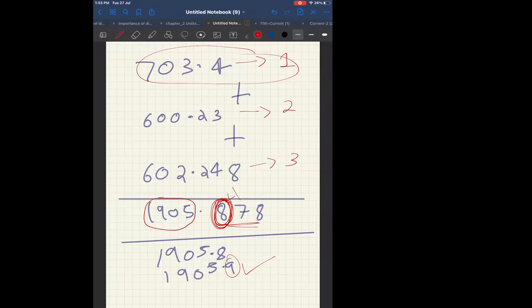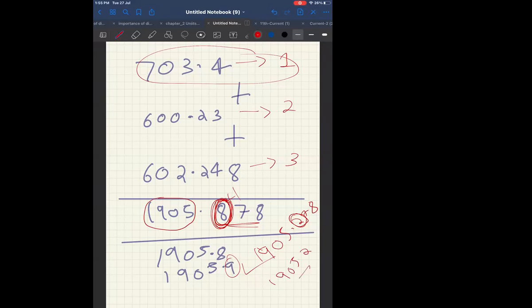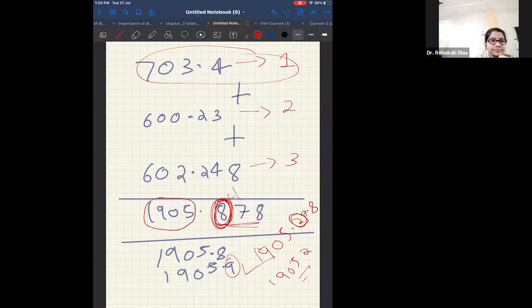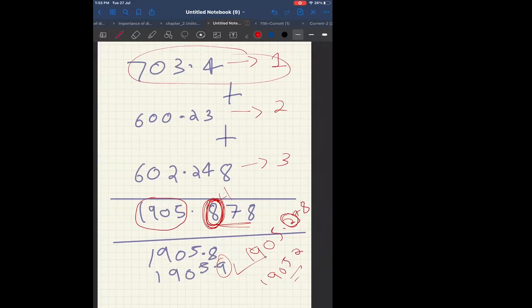For example, if your answer was 1905.278, is this number greater than 5 or less than 5? Less than 5. Therefore, it would be 1905.2 itself. Correct? Getting it? Okay. Now take one more. And this time we take a subtraction problem.